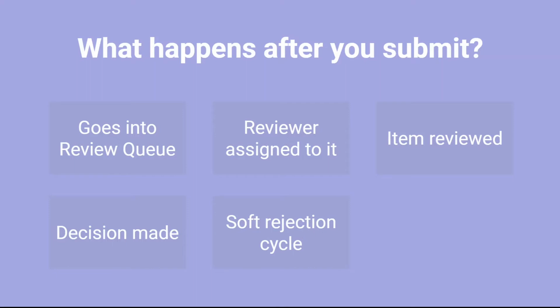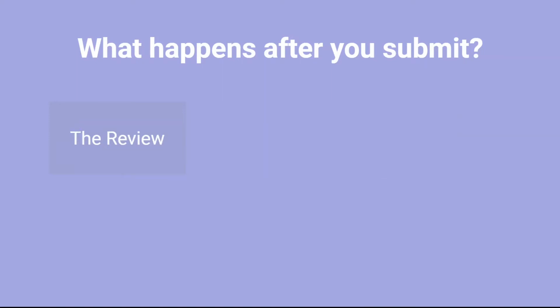Now, it's very rare that you get approved the first time you submit an item. It normally goes around in a soft rejection cycle. I think the average is 4.5 reviews before an item is accepted. So expect for it to go around and to get feedback that you need to act on, etc. Next, I'm actually going to talk to you a little bit about what we do during the review.